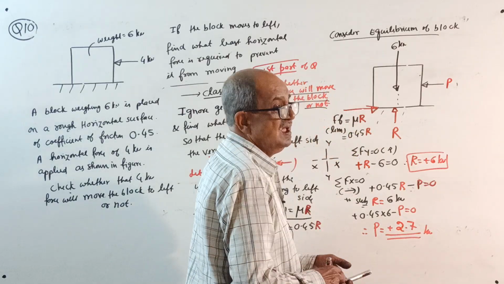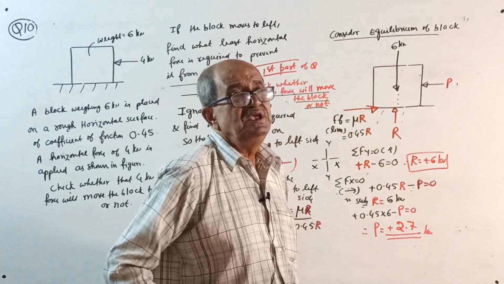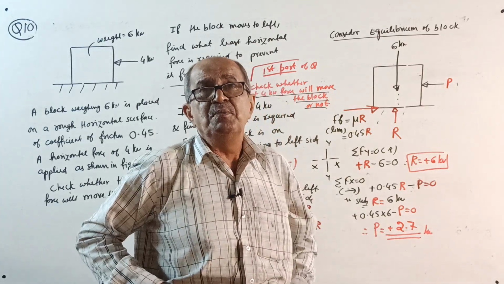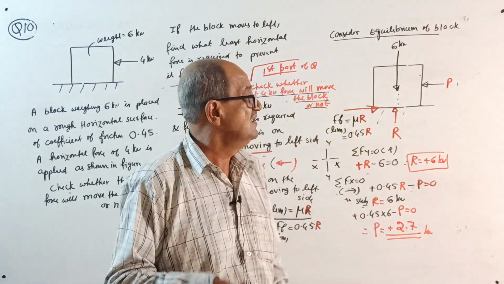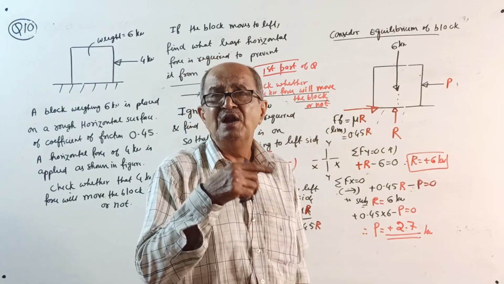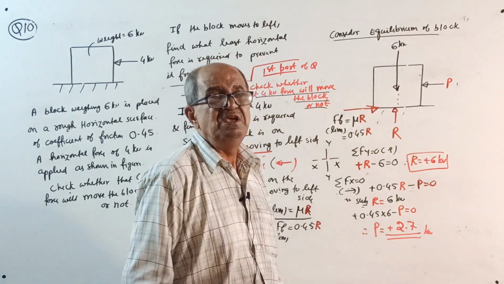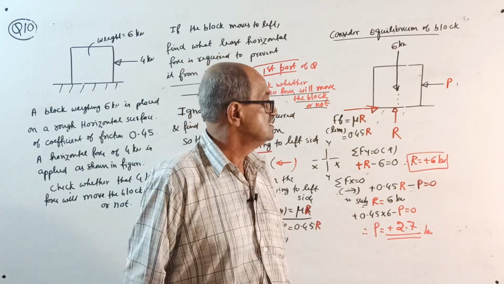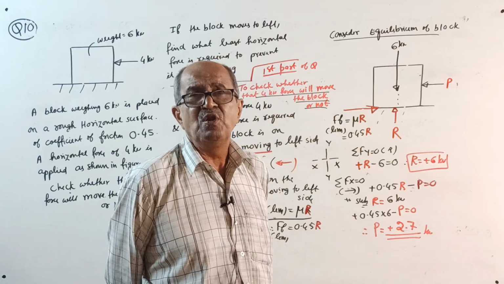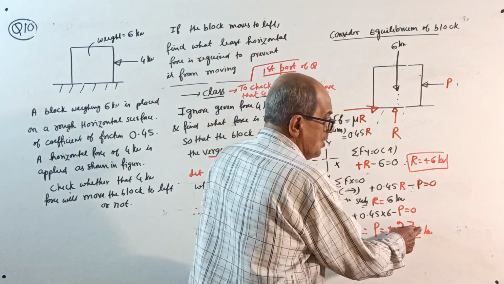Now do one thing. I will dictate, you should write. Those people who study from me, in the notes I will write everything, but in the class some effort is required from you. You don't expect me from now onwards to write each and everything on the board. I am teaching, doing a service here. So if that much effort you are not putting, don't continue my class. Okay, right? P is 2.7 kilonewton.